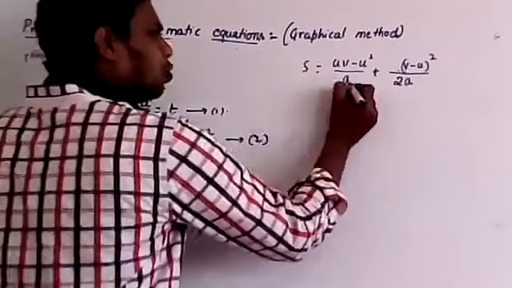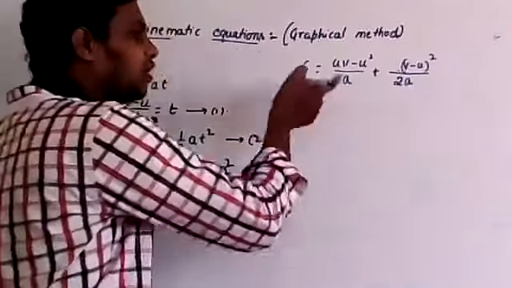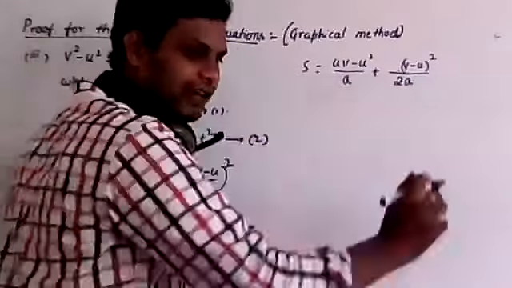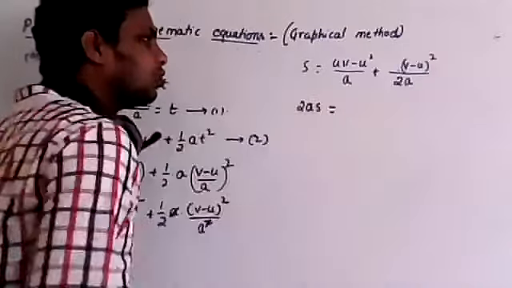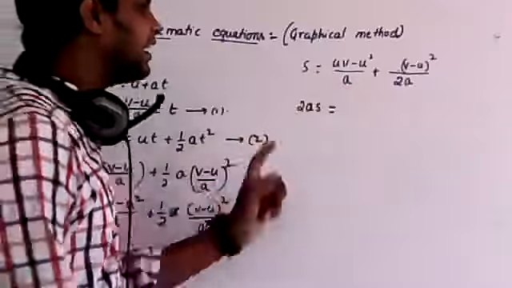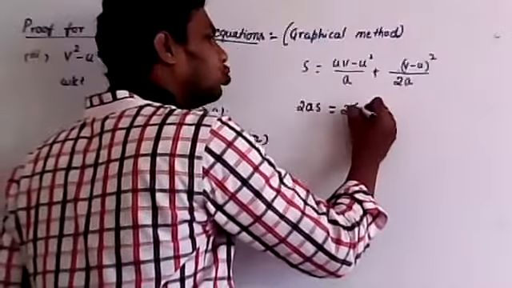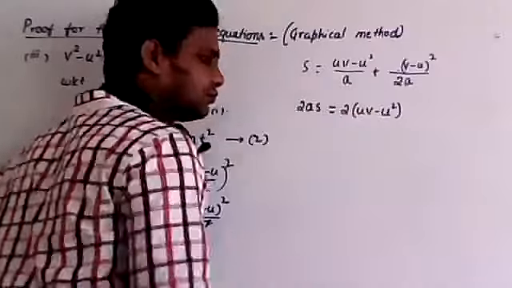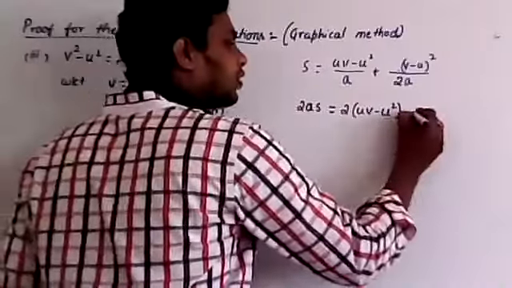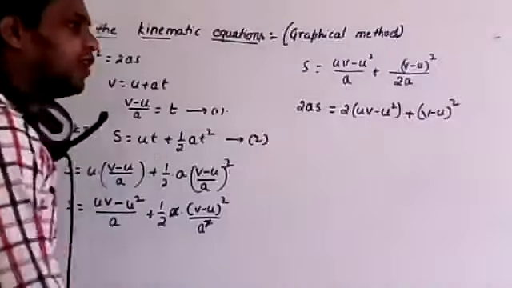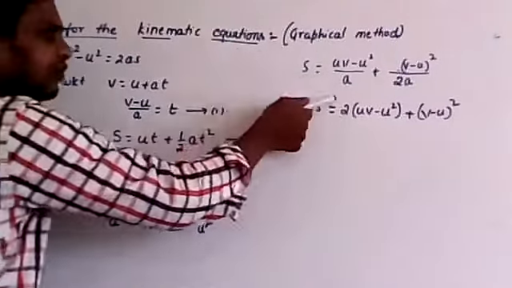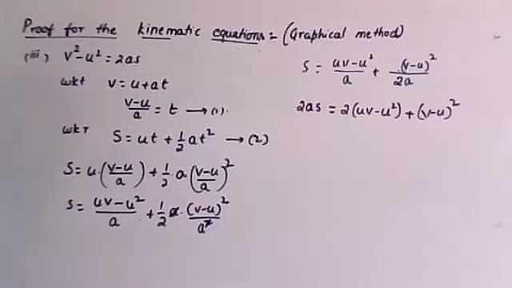Now take LCM. LCM is 2a. Bring that to the left hand side, or multiply this entire equation with 2a. Then this is 2as is equal to, if you multiply with 2a, a will cancel, here 2 will be remaining. So 2 into uv minus u square. Are you clear? Plus, if you multiply with 2a, 2a will cancel, that is v minus u whole square. I hope you understood this step. If you understood that one, then it is done.